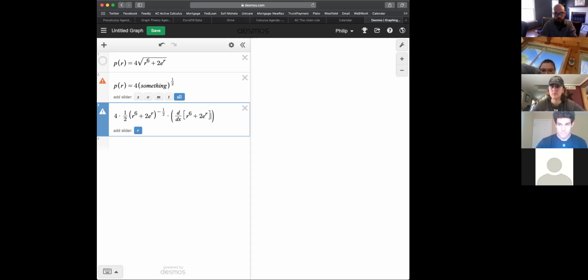And then what's going to go over here is the derivative. We're going to take the derivative of each piece separately. For r to the 6th, I'm going to use power rule, and for 2e to the r, I'm going to use my exponential rule. So we would get 6r to the 5th plus 2e to the r.